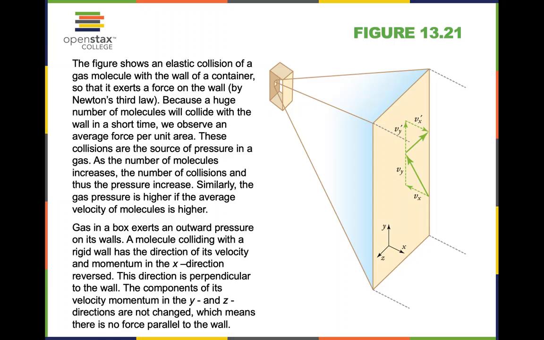Gas in a box exerts an outward pressure on its walls. A molecule colliding with a rigid wall has the direction of its velocity and momentum in the x direction reversed. This direction is perpendicular to the wall. The components of its velocity and momentum in the y and z directions are not changed, which means there is no force parallel to the wall.